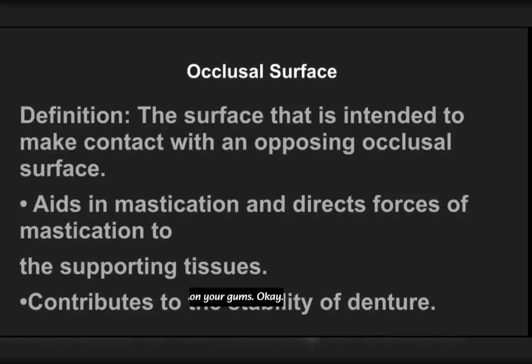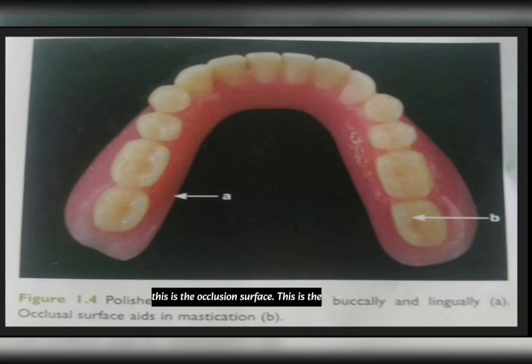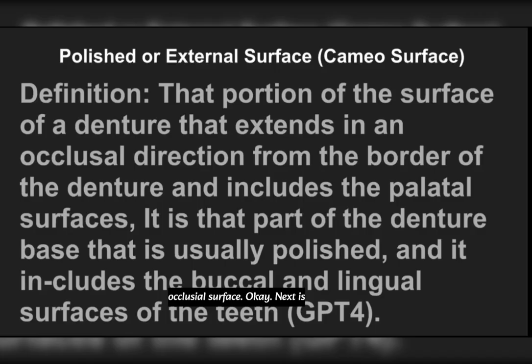Okay, so next is the occlusal surface, the surface that is intended to make contact with the opposing occlusion, aiding in mastication, directing forces to support the tissues and contributing to the stability of the denture. See, this is the occlusal surface, and this is the polished surface extending both buccally and lingually. Here you can see B, that is the occlusal surface.